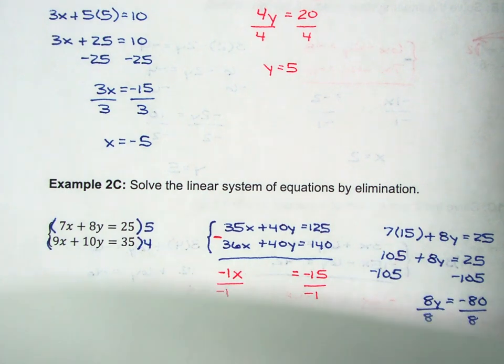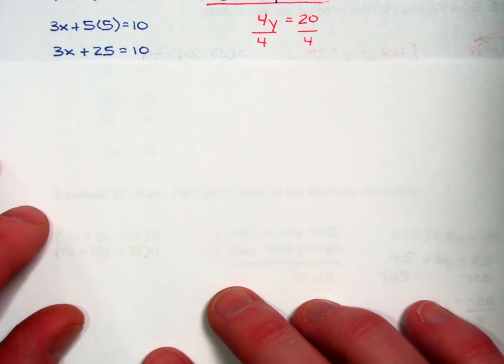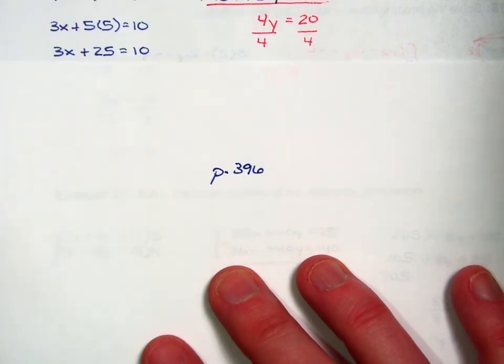All right, for the rest of the class period you will work on your homework assignment. Let's make sure that this is done and ready to go for tomorrow. It is going to be page 396, and I'd like you to do numbers 2 through 20 evens.